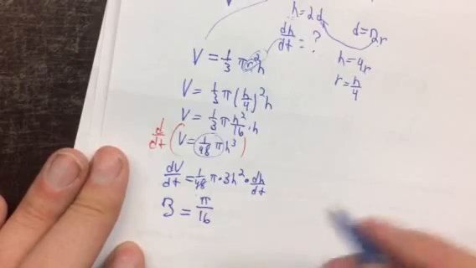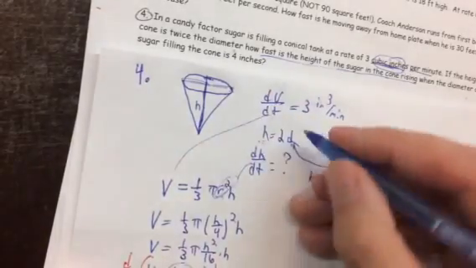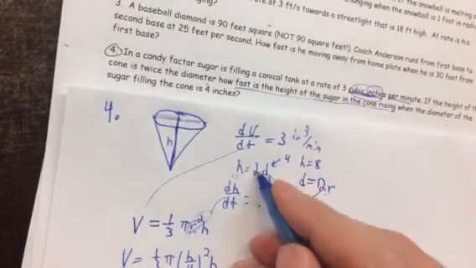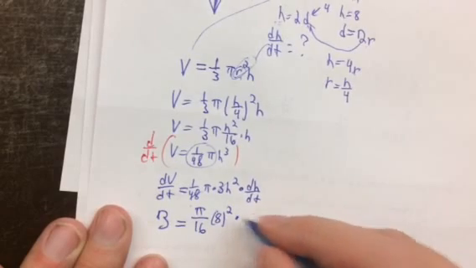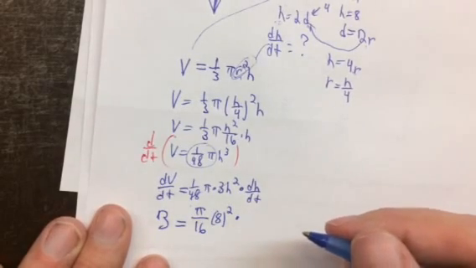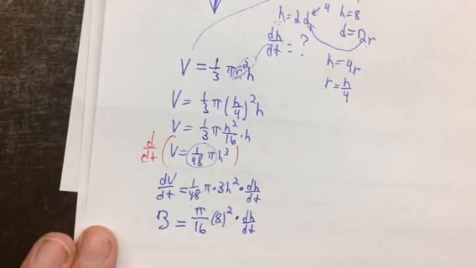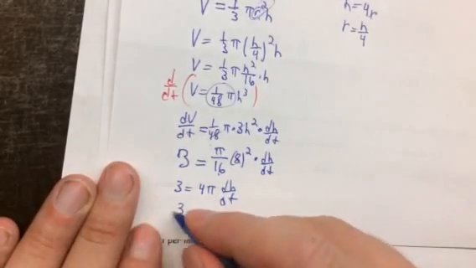times, what is the h? What does it say? It doesn't tell me the h, but it says when the diameter is 4 inches, and if the diameter is 4 inches, then the height would be 8 inches, because it's 2 times 4. So h will be 8 squared times dh/dt, and that's what we're looking for. So let's see. 8 squared is 64. 64 divided by 16 is 4. So we get 3 equals 4 pi dh/dt. And so dh/dt is going to be 3 divided by 4 pi.